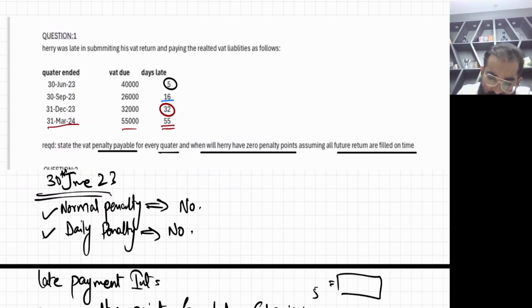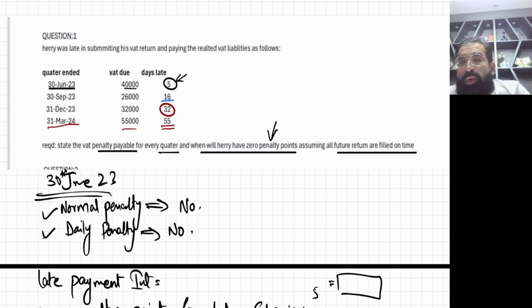Okay, so the first thing is, it is written that Harry will have zero penalty points. That means in the past, Harry did not commit any late offences. So it's starting from zero. Now, first time in the quarter ended 30th June 2023, she paid VAT late. How many days? 5 days.